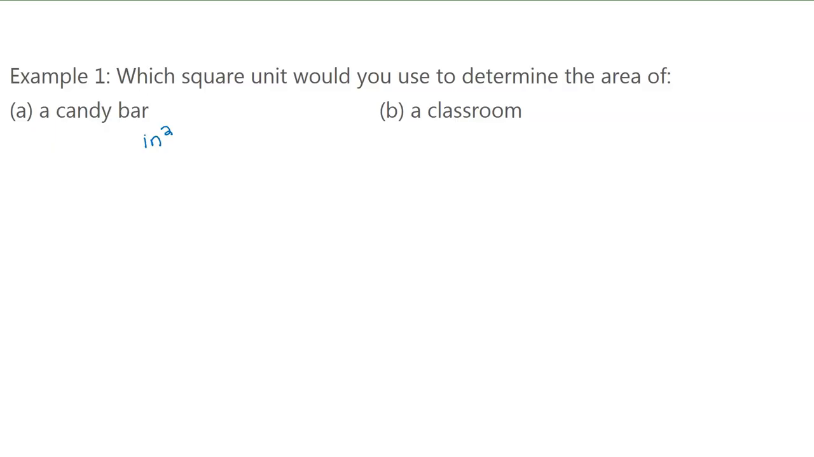Now, to measure the area of a classroom, again, you can use a square foot or a square meter, but if there's floor tiles on the floor, then measuring in square feet would be much easier.